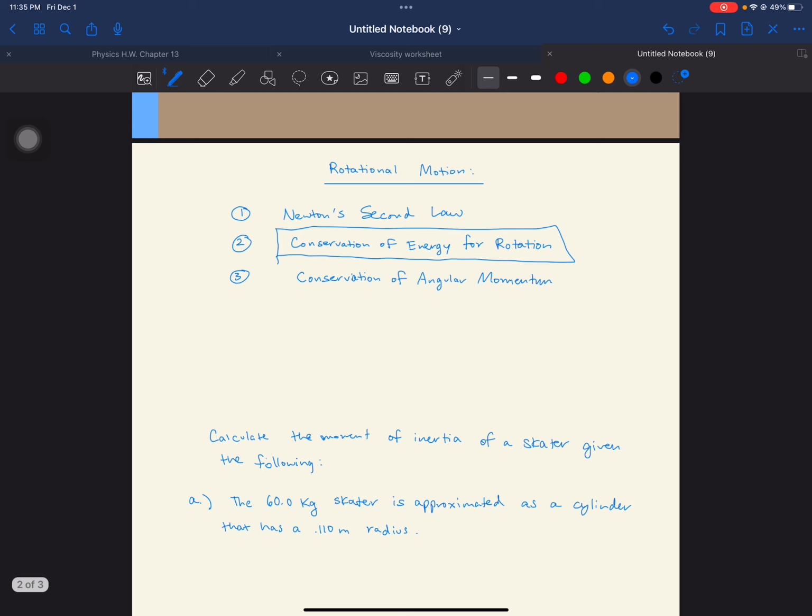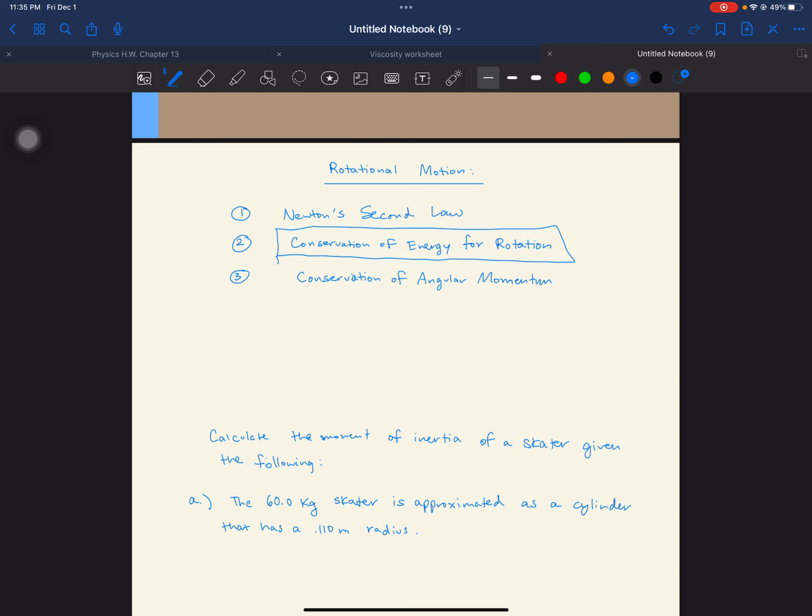So, getting on to the question, there's three big ideas for this chapter. Big idea number one is Newton's second law, the second big idea is the conservation of energy for rotation, and the third big idea is conservation of angular momentum. For the problem today, we are going to be working on the conservation of energy for rotation.